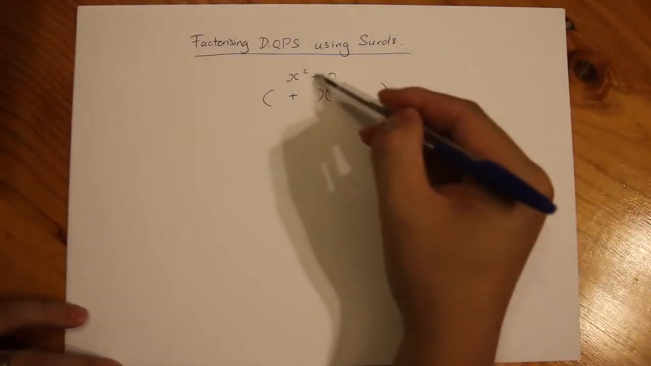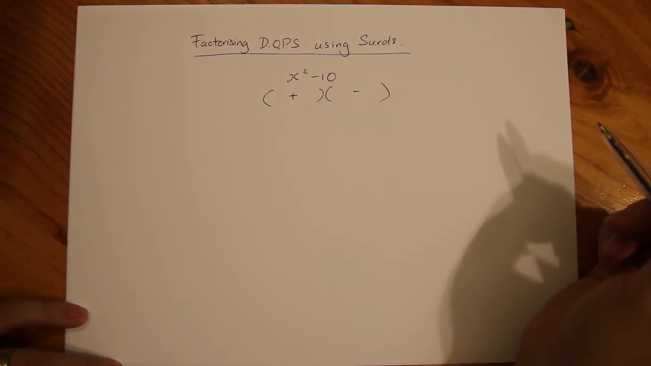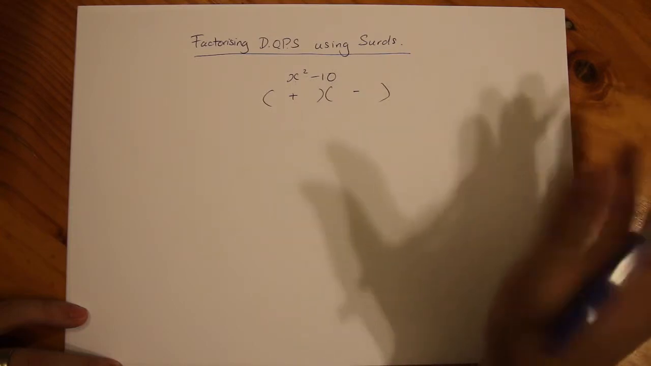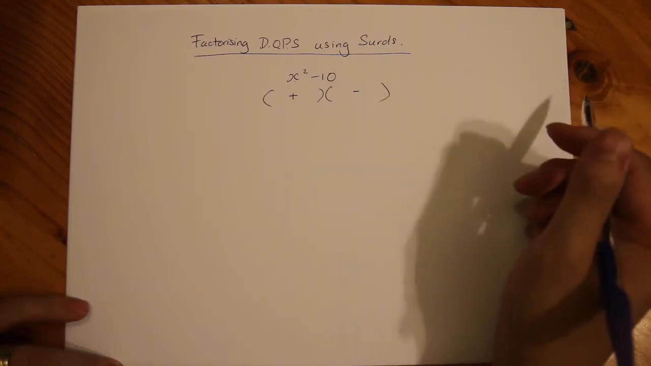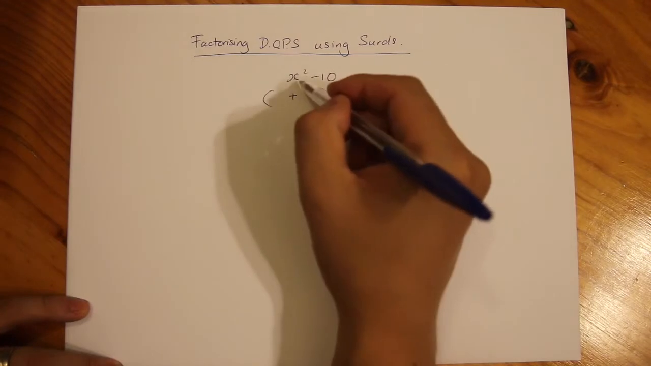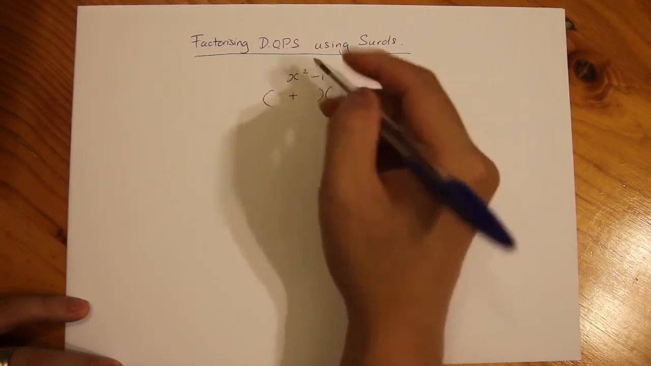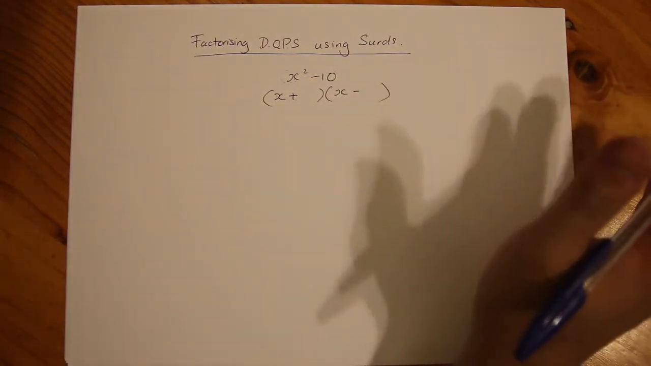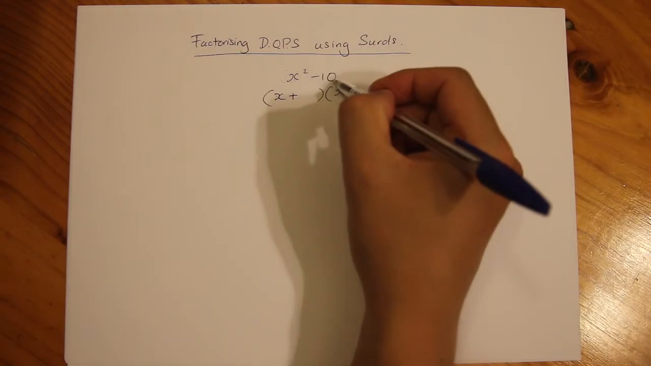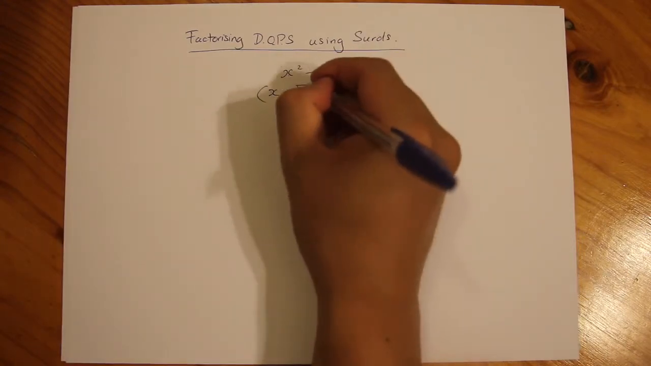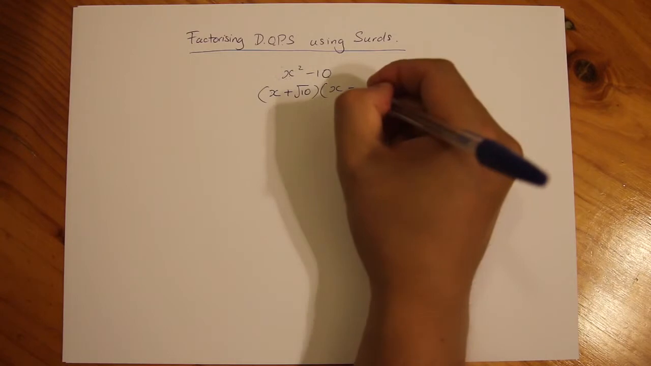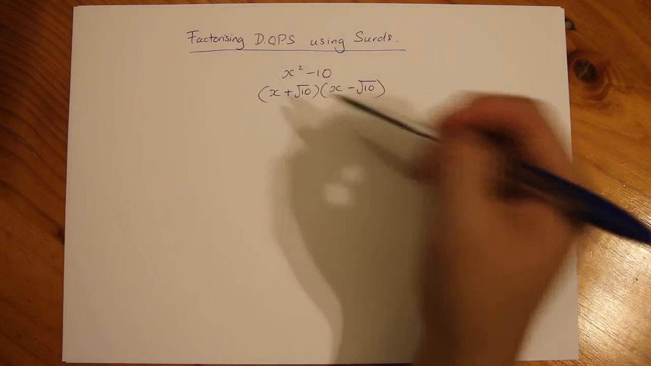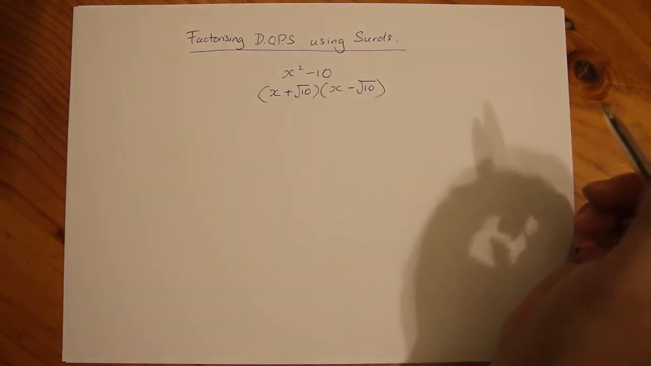Now, with a situation like this, the number is not a perfect square. Okay, but we can basically treat it as one. Let's start off with this term first. X squared, the square root of that is an x. Okay, that's simple enough. The square root of 10 is the square root of 10. So we have x plus the square root of 10, x minus the square root of 10.